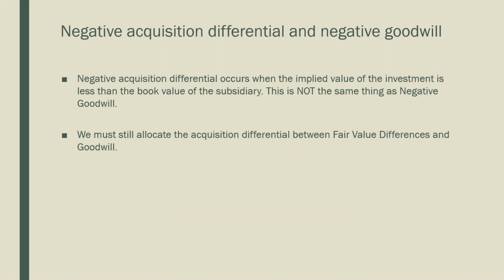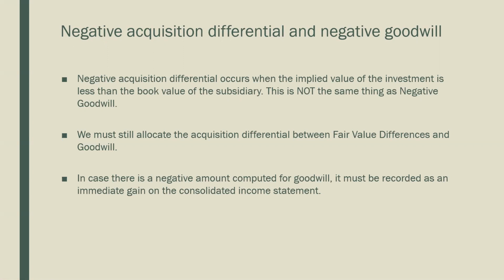And you may come across situations where the sum of the fair value differences is an even larger negative amount than the acquisition differential. Therefore, the difference between the acquisition differential and the fair value differences may result in positive goodwill. If, however, there is a negative amount resulting for goodwill, then that has to be recorded as an immediate gain on the consolidated income, or rather, the consolidated retained earnings.